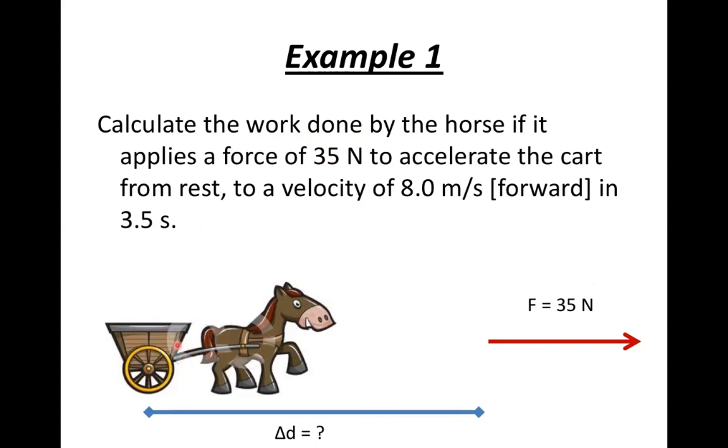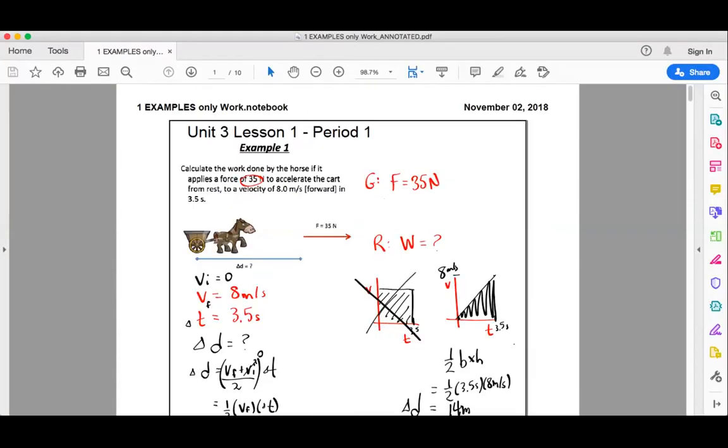On this cart, there would be more than one force on the free body diagram. But since we're looking for the work done by the horse, we just need to know the force applied by the horse on the cart. Do we have enough information? Well, work is the product of the magnitude of force and the magnitude of displacement. We don't actually have the displacement. So let's organize our givens.